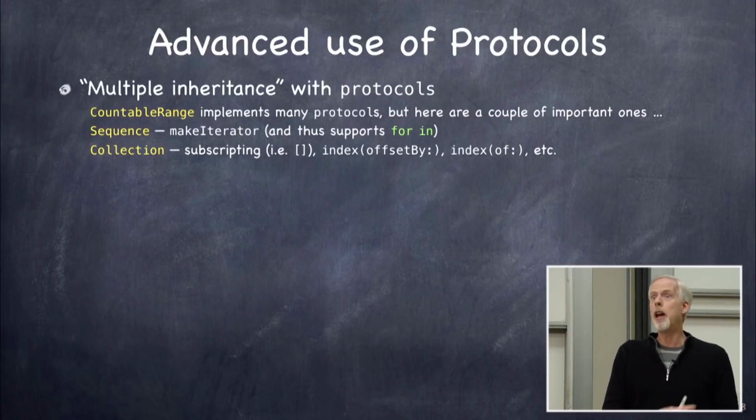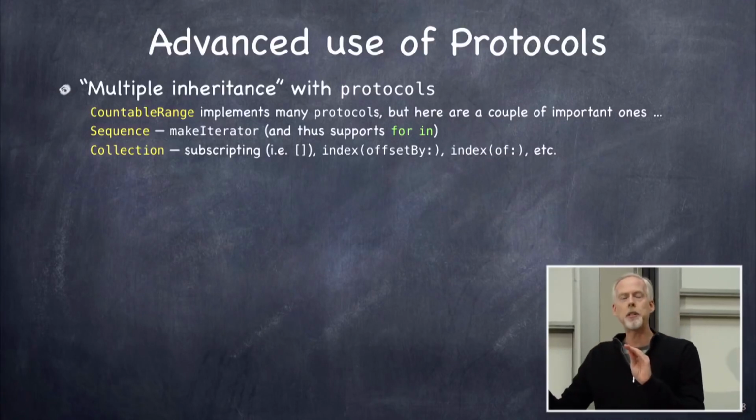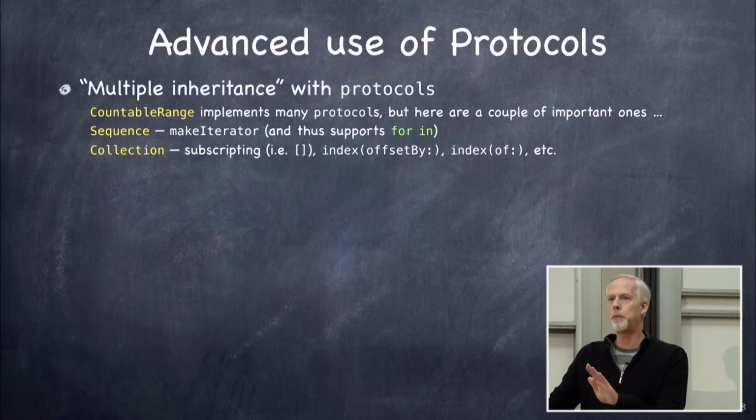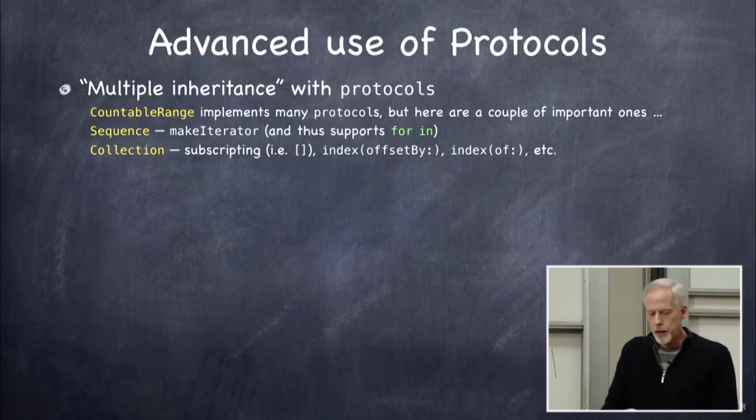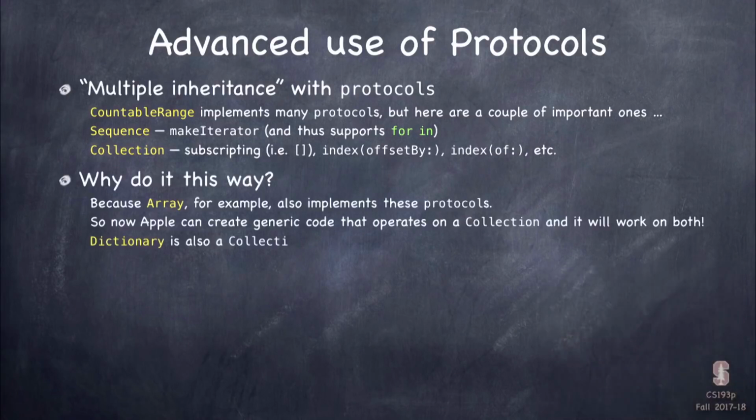And then collection has even more methods. All the indexing, subscripts, all that stuff is all in the collection protocol. Now, why do we do this? Why do we have countable range implement all these protocols? Well, because array implements all those as well. And so does dictionary and set and string. All these classes that are sequences of things or collections of things implement all these exact same things.